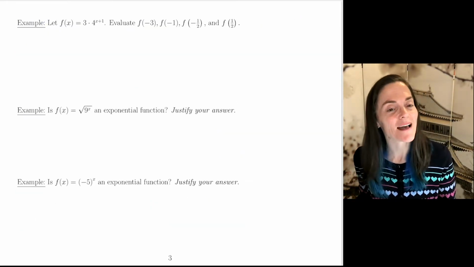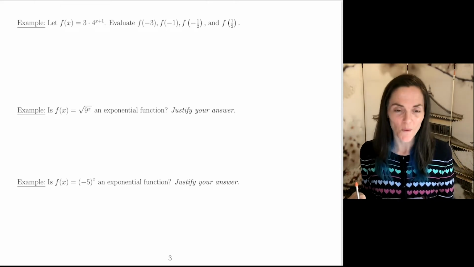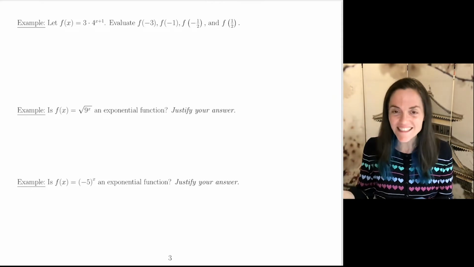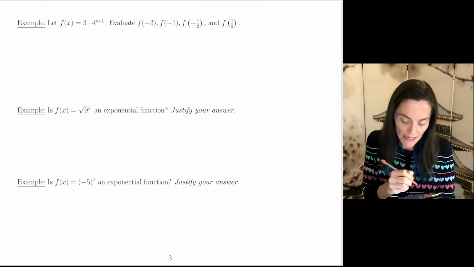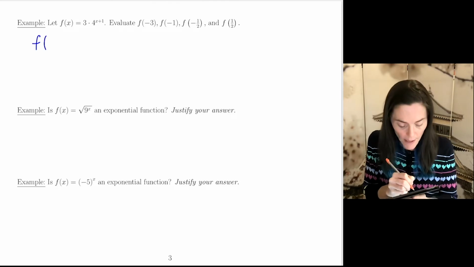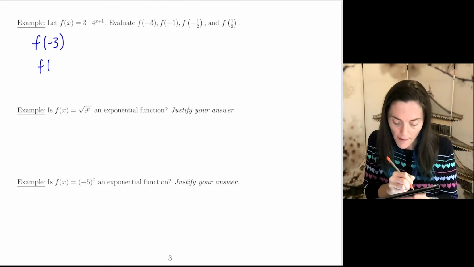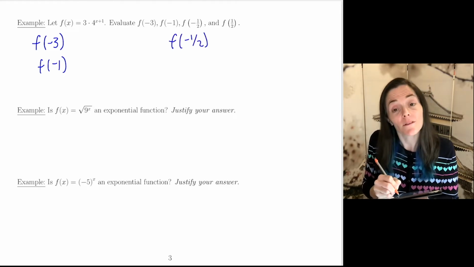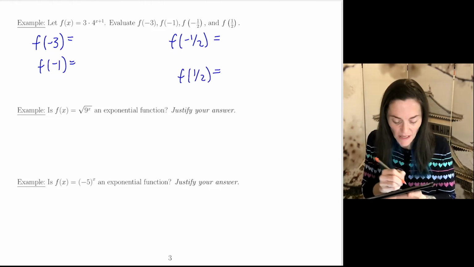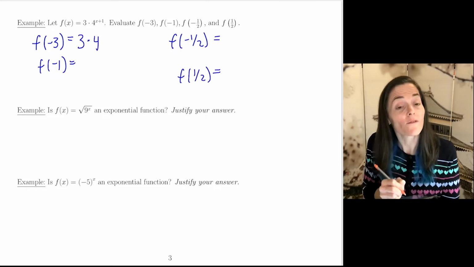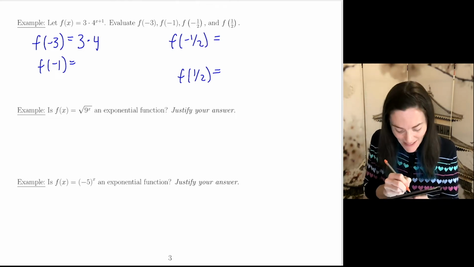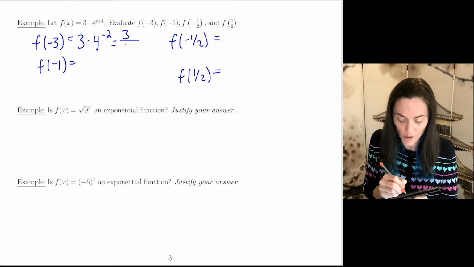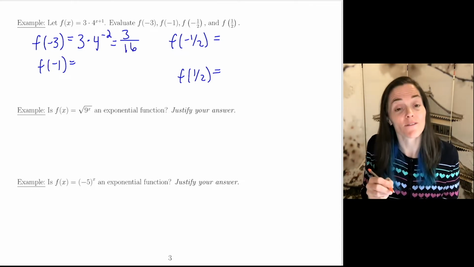Well, here's an example. F of x is 3 times 4 to the x plus 1. Let's evaluate. We've done this for 2 to the x, 3 to the x, (1/3) to the x, and (1/2) to the x. But here's another example. We are going to evaluate at -3, at -1, at -1/2, and at +1/2. We have 3 times 4 to the -3 plus 1, which is -2. So this will be 3 over 4 squared, and 4 squared is 16. So this is our first evaluation.